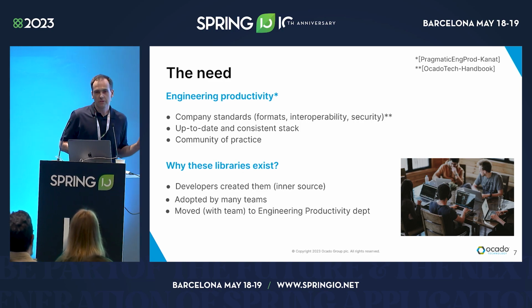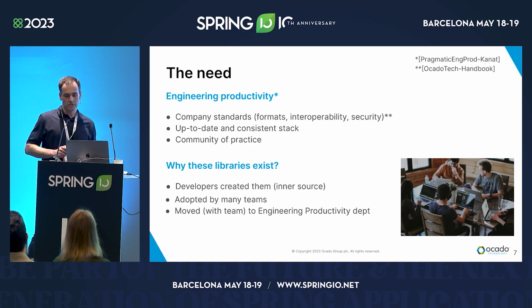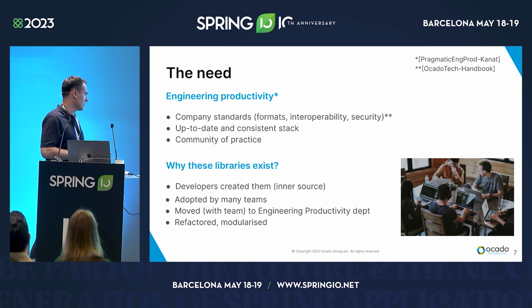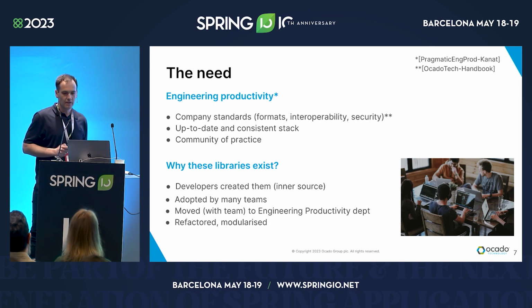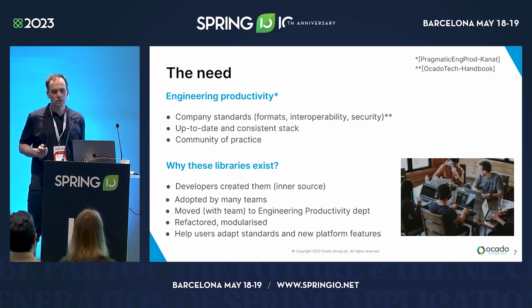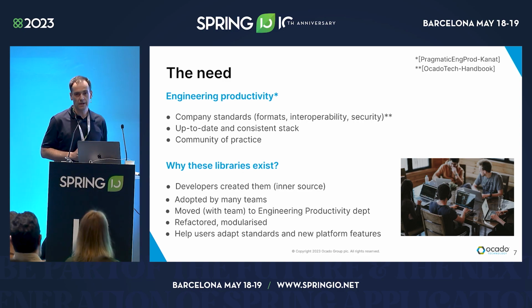And then, unfortunately, somebody realized we should actually govern it properly and take it under control. So that's when the team decided to move together with that to an engineering productivity department that got budget, got more ownership, was refactored, modularized, and now it keeps helping users. Users actually like it, so it's not so typical. People are grateful, people like it.